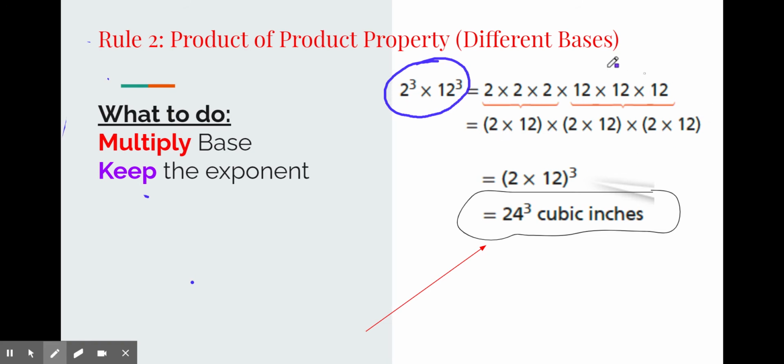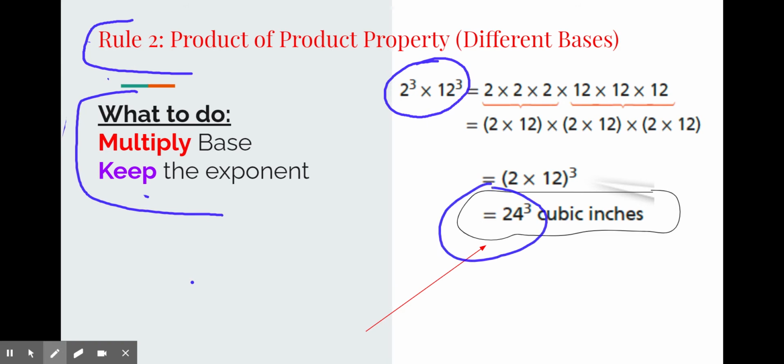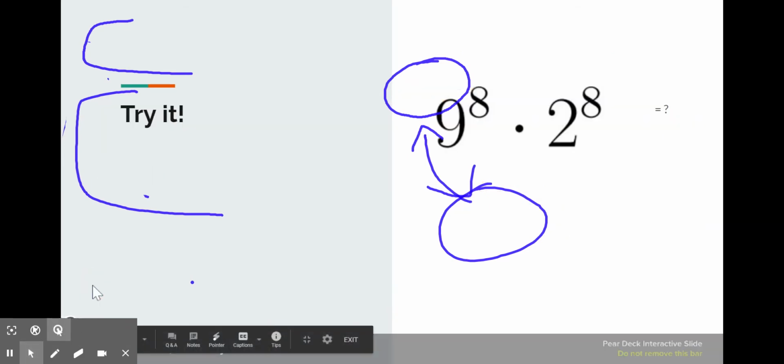Now this is just how we get there, but here's the actual rule. You multiply the base and you keep the exponent. So again, anytime anything's the same, you keep it like that. This is why. Okay? So again, write this in your notebook, and we'll do this in our notebook. These rules are also posted on Schoology under notes.